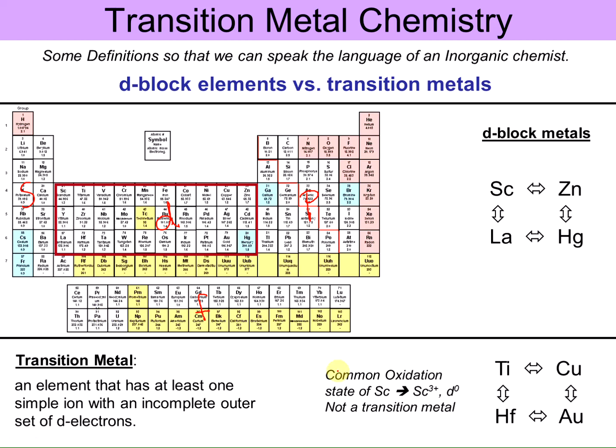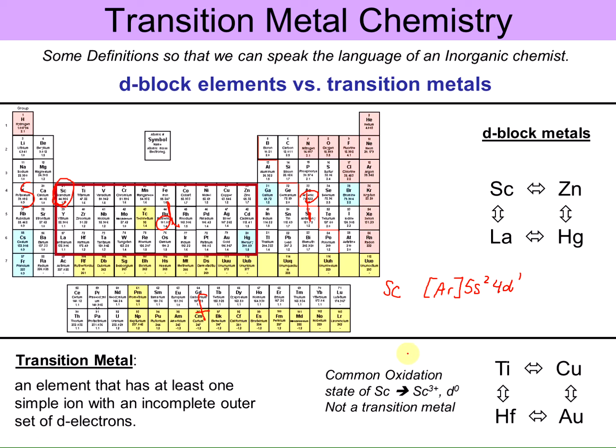So for example, let's take scandium. And I'm going to write the electron configuration for scandium. So scandium is right here on the periodic table. And the electron configuration for neutral scandium is argon 4s2 3d1.